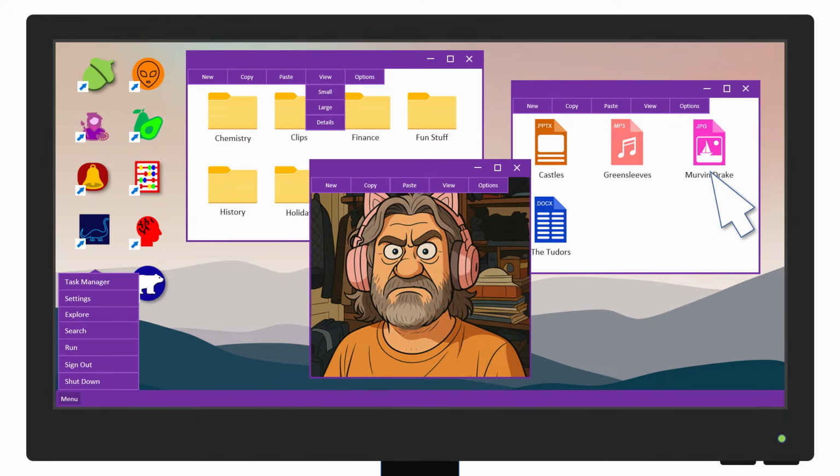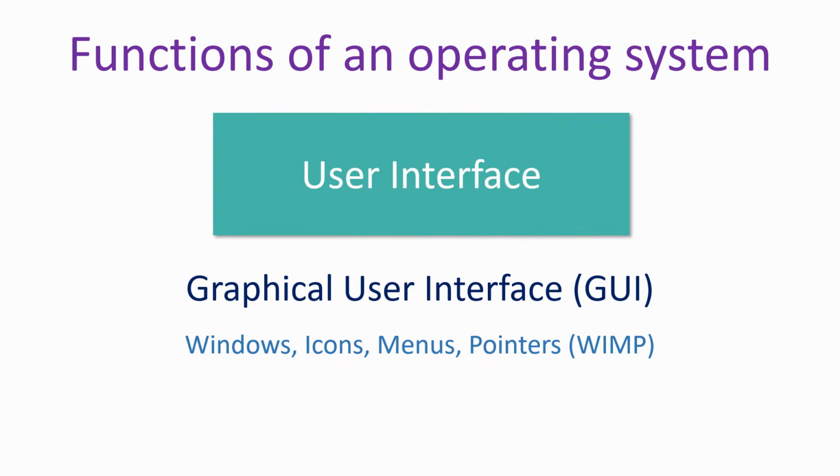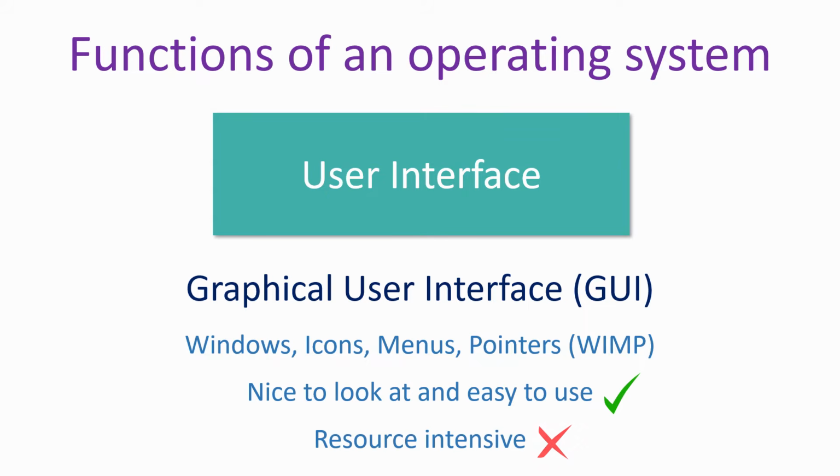WIMP for short. Perhaps the most well-known GUI for a personal computer is the one that comes with Microsoft Windows, and there are plenty of lookalikes. Graphical user interfaces are nice to look at and easy to use, but those benefits come at a price. They require lots of resources like CPU time and computer memory to perform well, which means that there is less available for other tasks. We say that they are resource intensive.